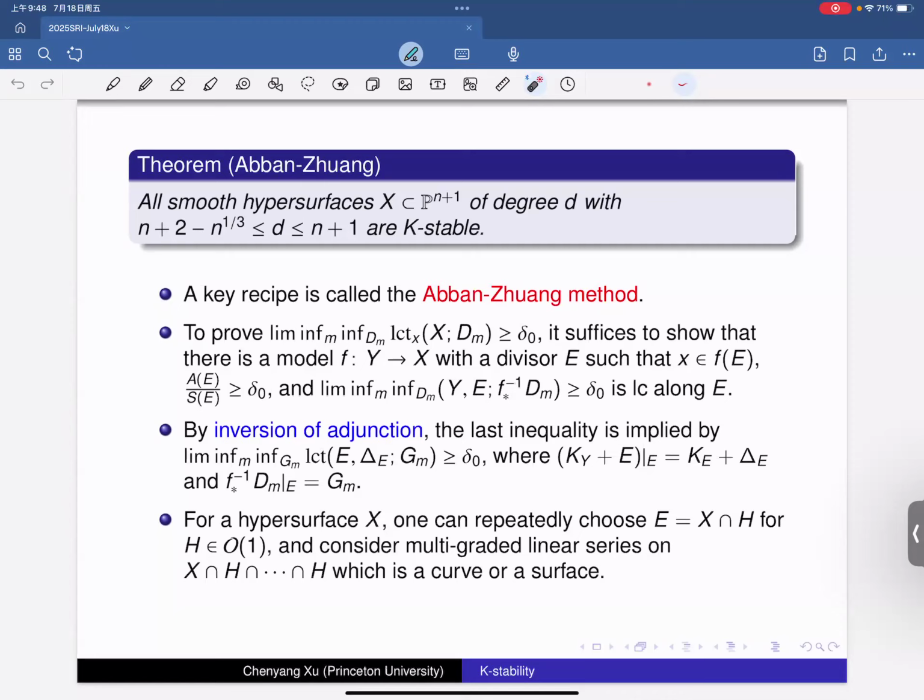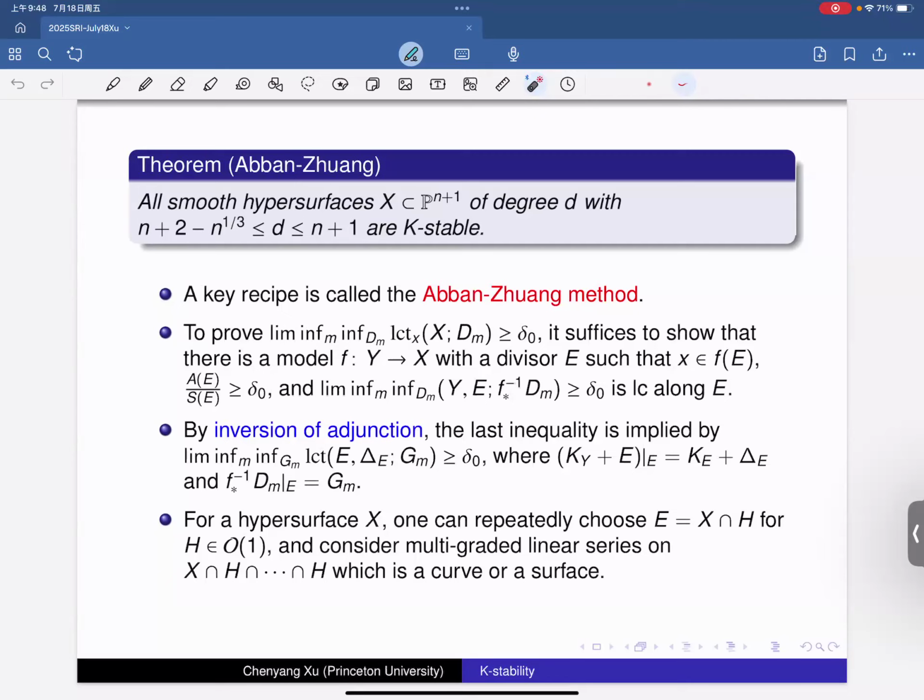So the business here is that if you choose this E closer to the divisor which computes delta, this step is closer to if and only if. So somehow, if you know what you should compute delta, then you just work on that. You don't lose any information.